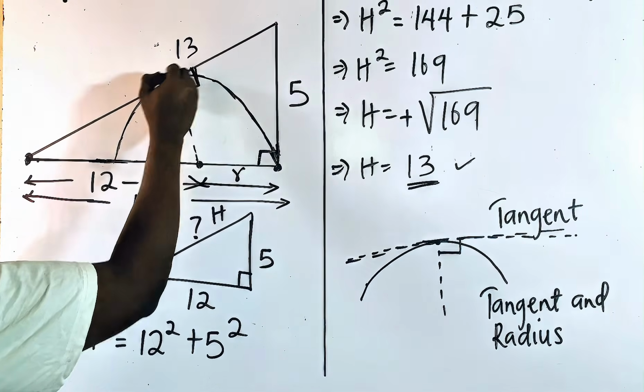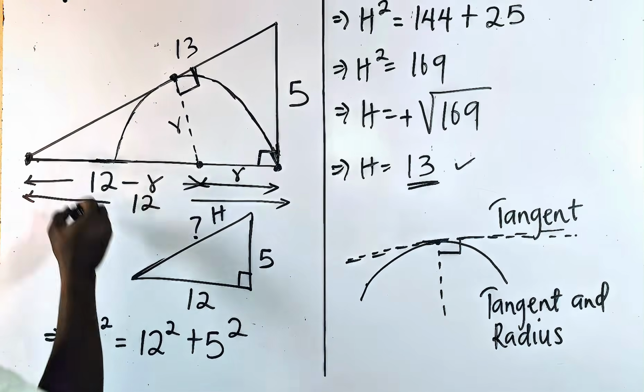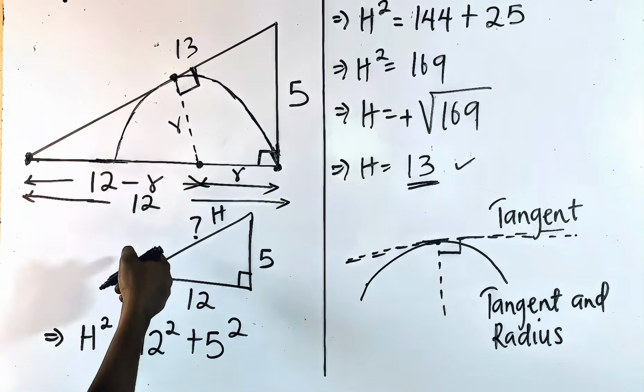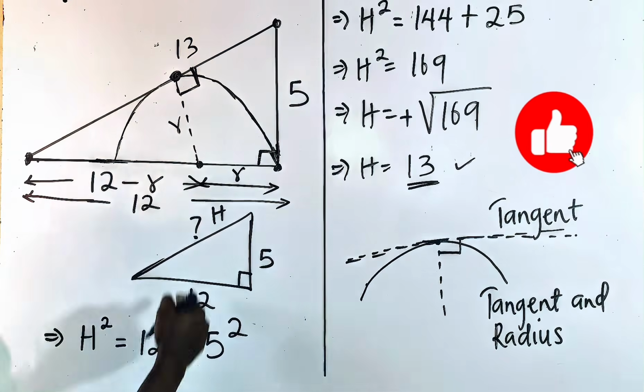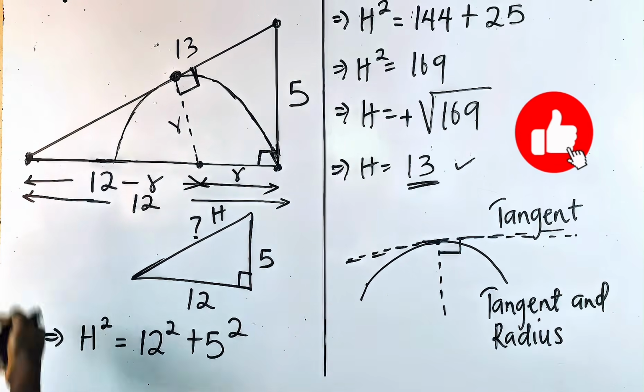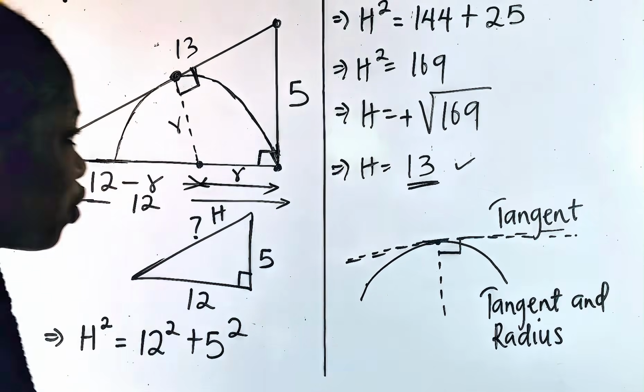So to find from here to here, we know too well that the total length is 13. Can we get from this point to this point? If we find it, it will help us to get the remaining length. So what do you do?